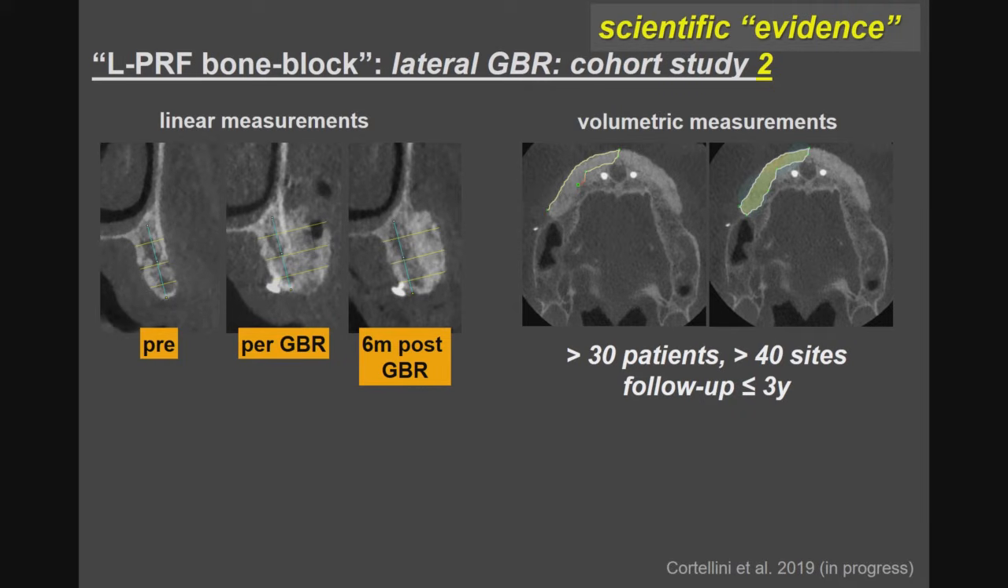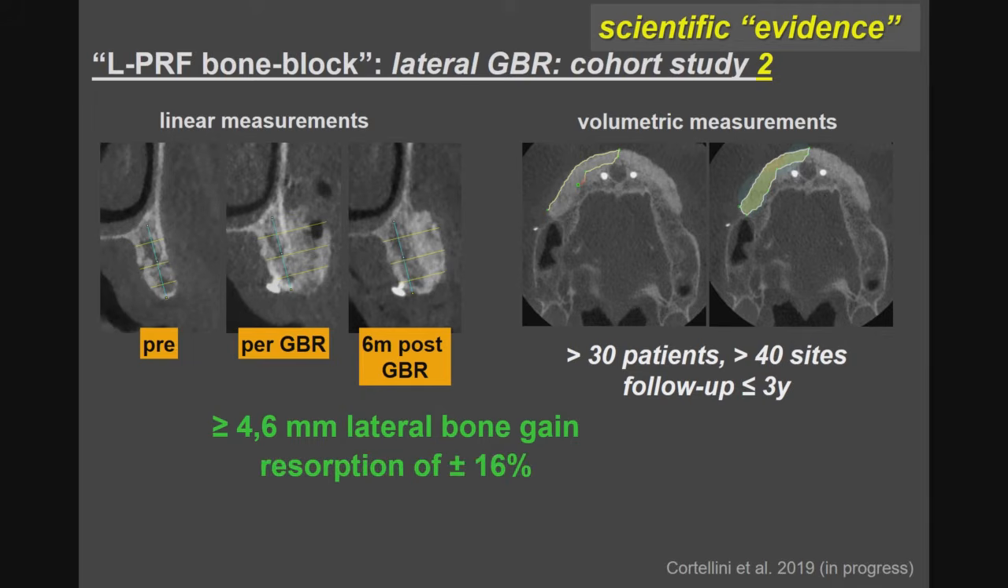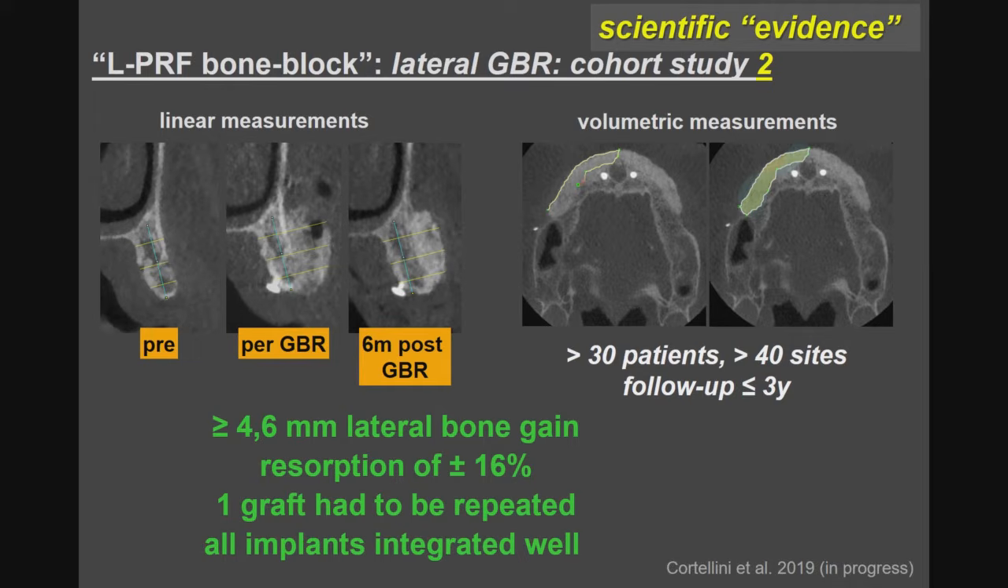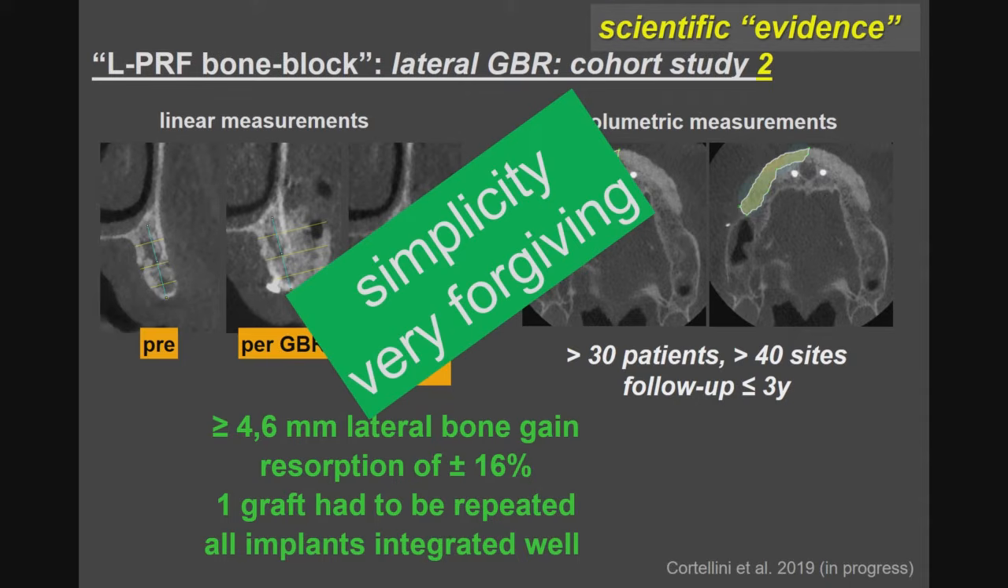Fortunately, Ronald, today we have a second study, not yet published, I'm sorry, but on its way, where we now have the results of 30 patients with more than 40 sites, and the first patients are now with a follow-up of more than 3 years, with an overall horizontal bone gain of 4.6 millimeters, a resorption of the graft of around 16%. One graft had to be repeated because it failed in the first surgery, but was successful later on. And all implants, dear colleagues, that have been inserted in these grafts are still in without any complications. And keep in mind, this technique is extremely simple and also very forgiving. Working at the Catholic University of Leuven, I'm of course very happy with this.